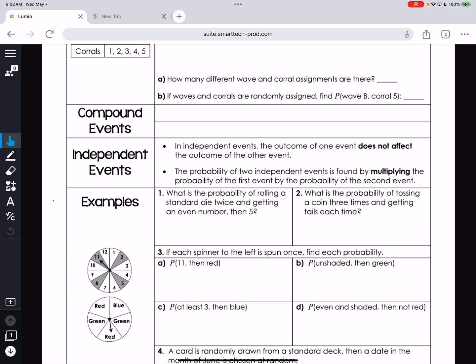All right, we'll see if that gets any better. All right. Everybody have their sheet out? Ready to roll.